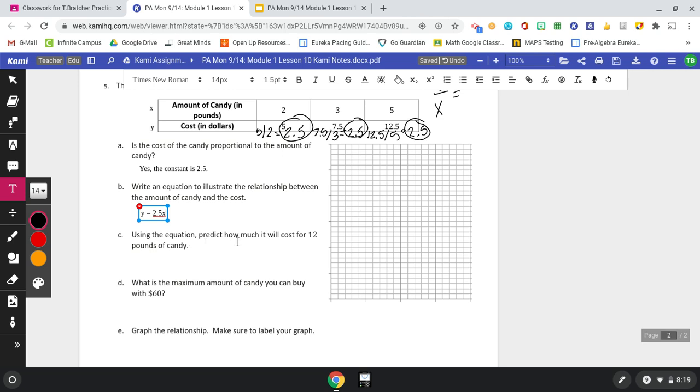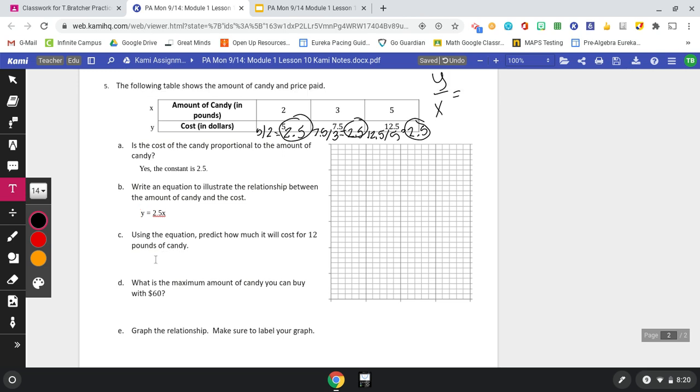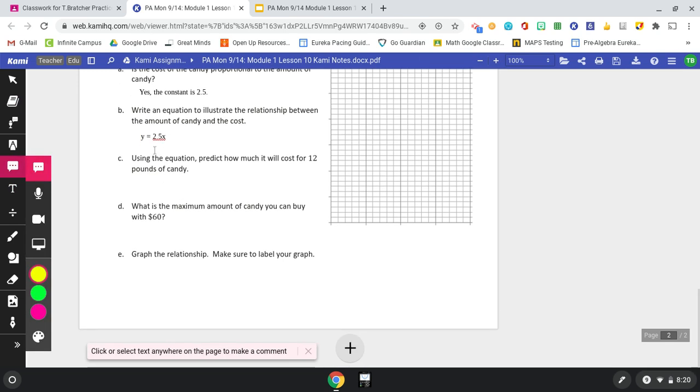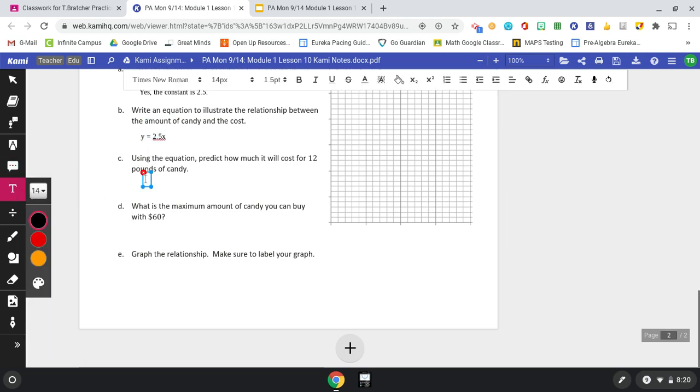Now it says using the equation, predict how much it will cost for 12 pounds of candy. So remember, our candy is our x value. So if I plugged in 12 for x, that doesn't mean 2.512. When a number is next to a variable, it means to multiply. So 2.5 times 12 is $30. We know how much it costs now.